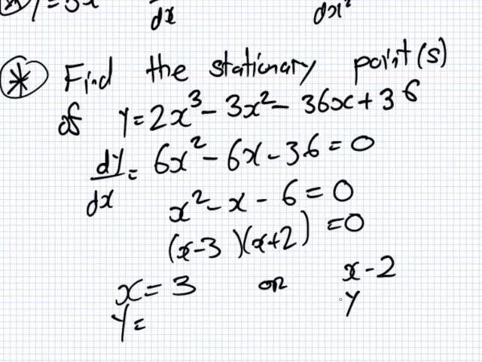We have 2 times 3 cubed minus 3 times 3 squared minus 36 times 3. Question? No? 2 times 3 cubed minus 3 times 3 squared minus 36 times 3 minus 36. So that's minus 117.